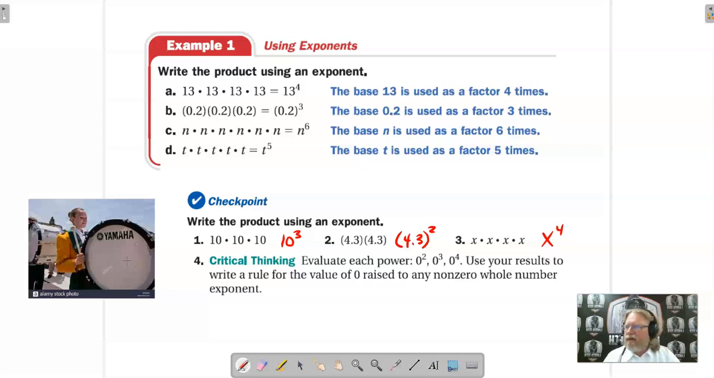The reason I put in the drum over here is that, well, this is a bass drum, right? So I often use the memory device with students, explaining that the drum is the base, and like let's say 5, right? And how many times she's going to hit it is the exponent. So if she hit it 6 times, we'd say 5 to the 6th. So the base is the drum that's being beat, and the exponent is the number of times that we're going to hit that drum there.